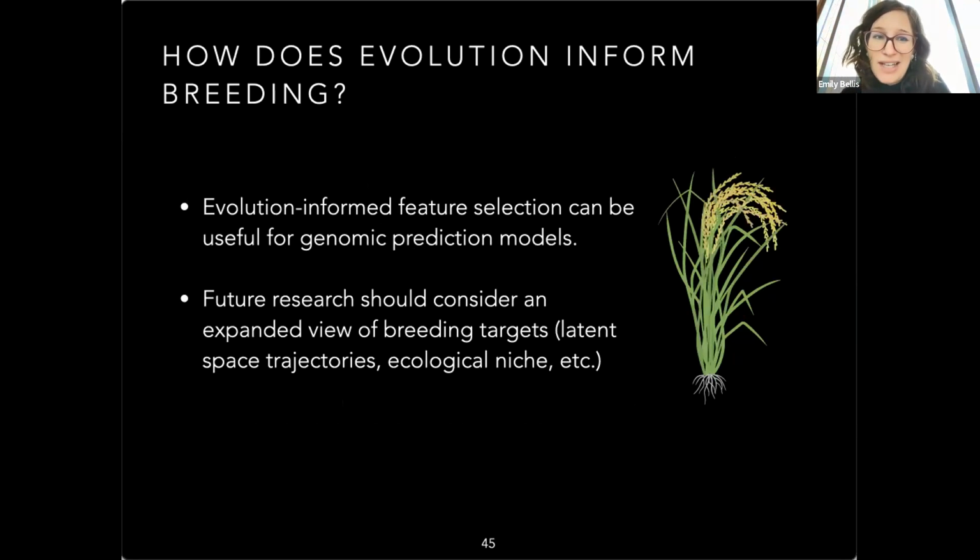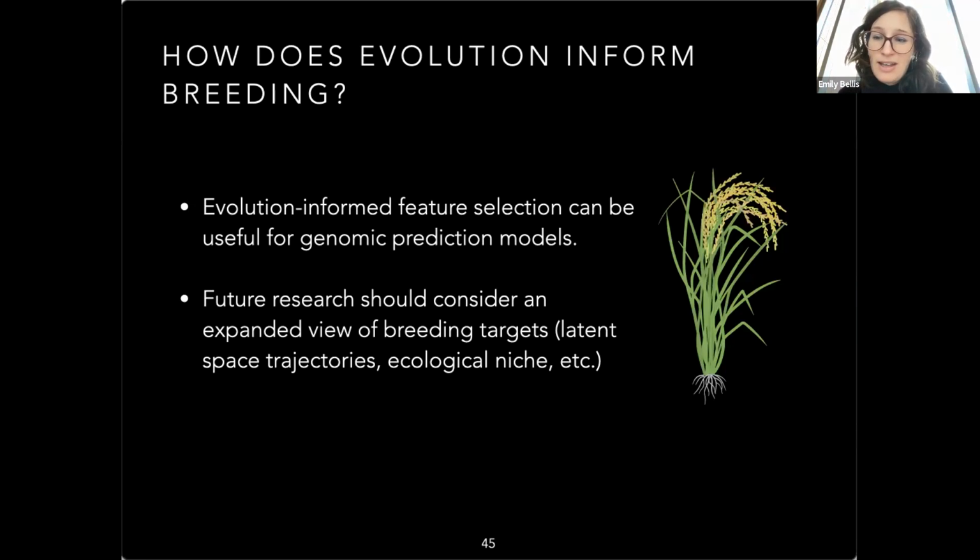But I am very enthusiastic about how knowledge of evolution can be used for genomic prediction. So we saw that evolution-informed feature selection can be useful for genomic prediction models. So in the simple trait sense, we have a slight increase in performance for evolution associated features compared to many features across the genome. However, I think the real promise here is in considering an expanded view of breeding targets.